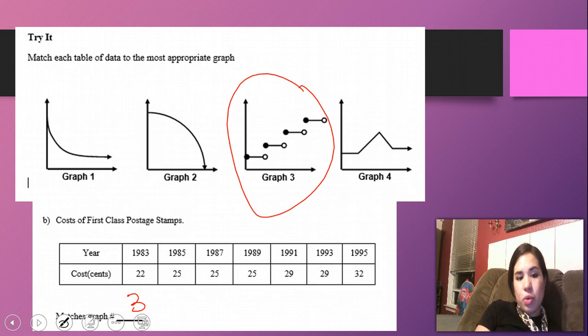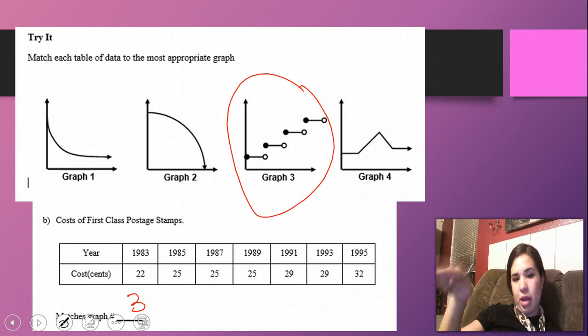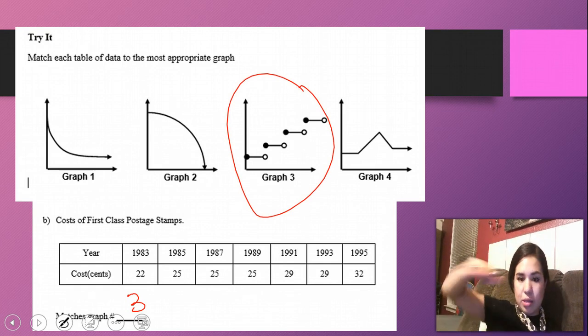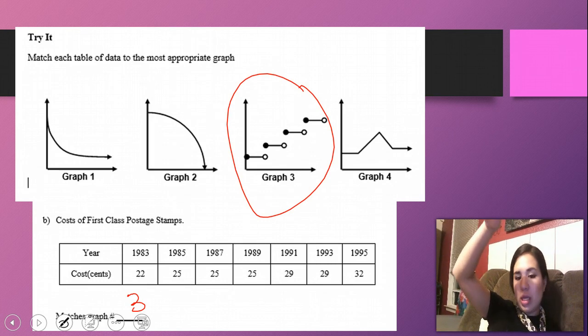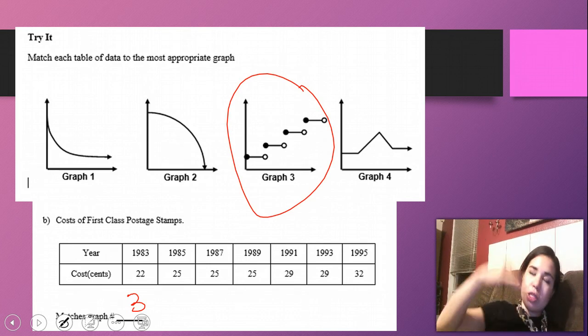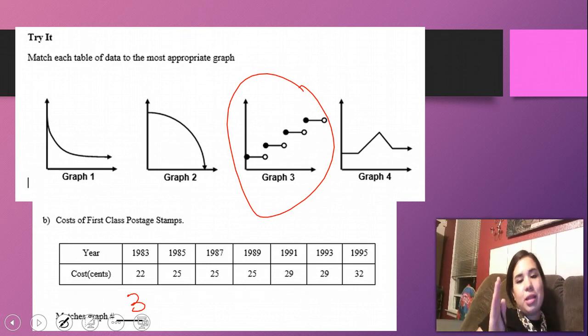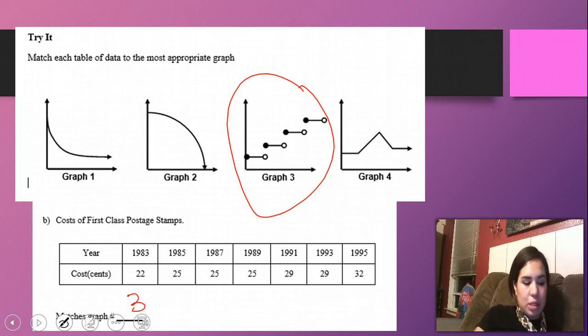Why? Because if you notice, in the first year it's at 22 cents, and then for about a period of 4 years it stays at 25. So that's where that line is. It stays at 25, and then it jumps up and it stays at 29 for about 3 years. It stays there, and then it jumps up. So it's continually going up, but it's staying the same for a certain amount of years. So that's why graph 3 is the one that makes the most sense. And that's it.